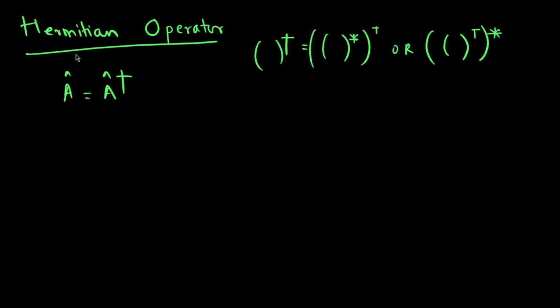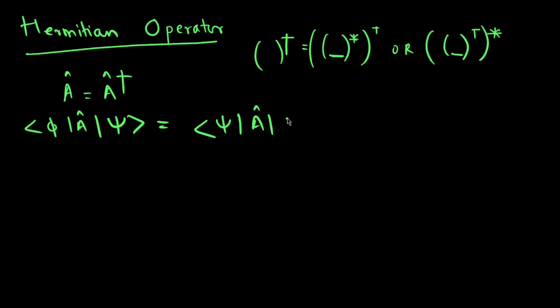Let's see what a Hermitian operator is. An operator which is equal to its dagger is called a Hermitian operator. What do we mean by a dagger? A dagger is the conjugate of the transpose, or the transpose of the conjugate, of an operator. It can also be written as phi A cap psi equal to psi A cap phi star. As you can clearly see, it is a transpose of a conjugate and both are equal.